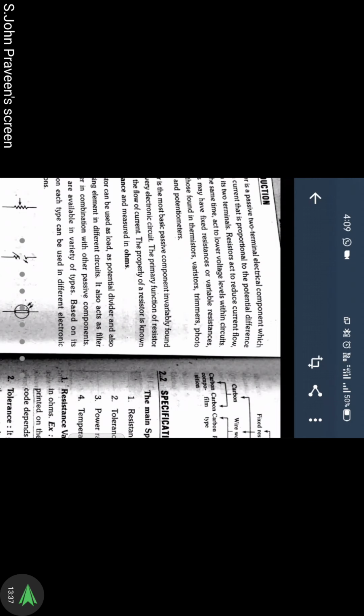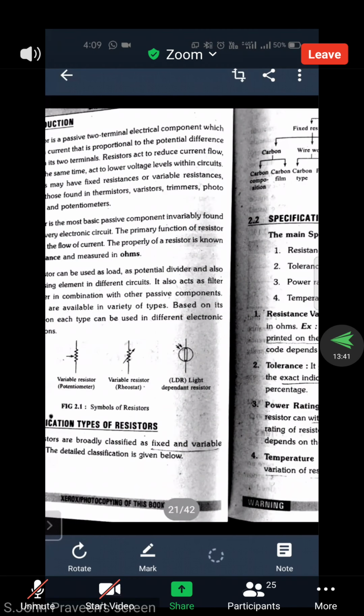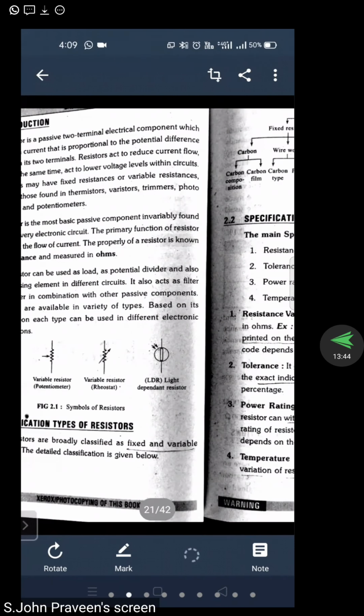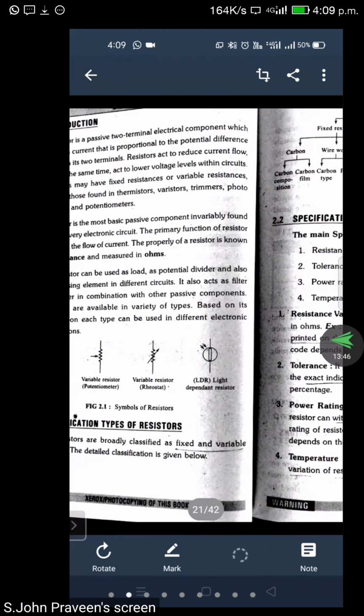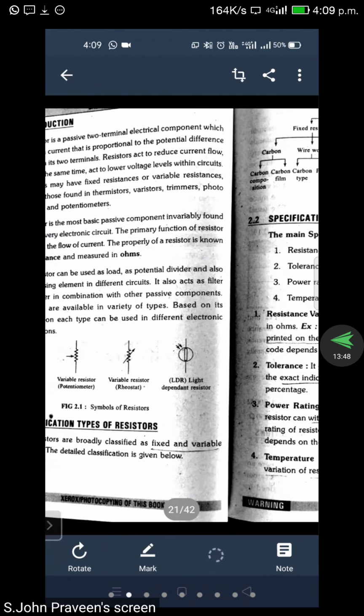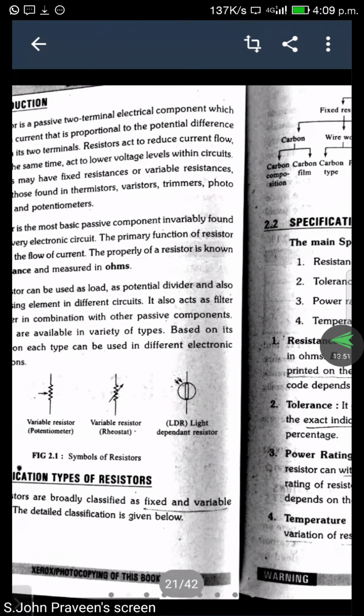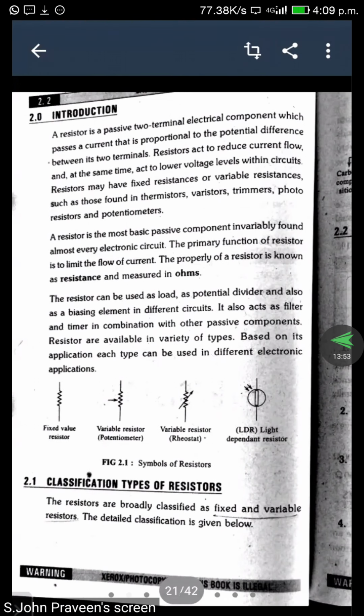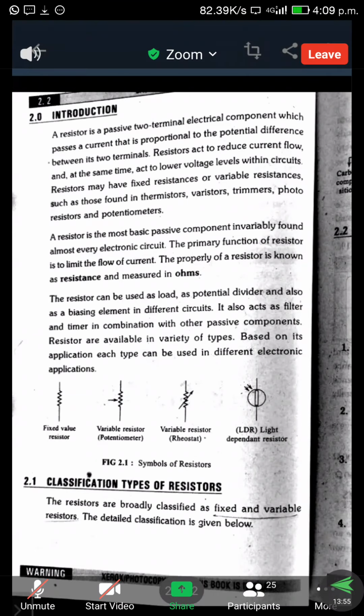In the second chapter, we have the resistor concept. A resistor is a device which opposes the flow of electrons. Resistance is a property of the substance; it also opposes the flow of electrons. This is a concept we need to understand. There are some types of resistors. What are they? Fixed resistor, variable resistor, rheostat.